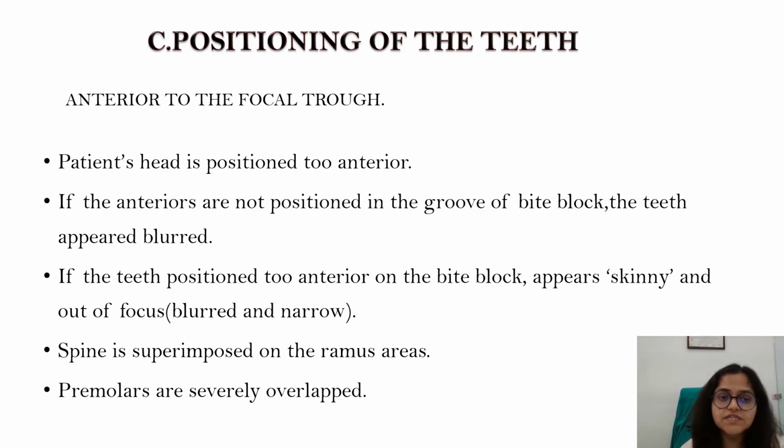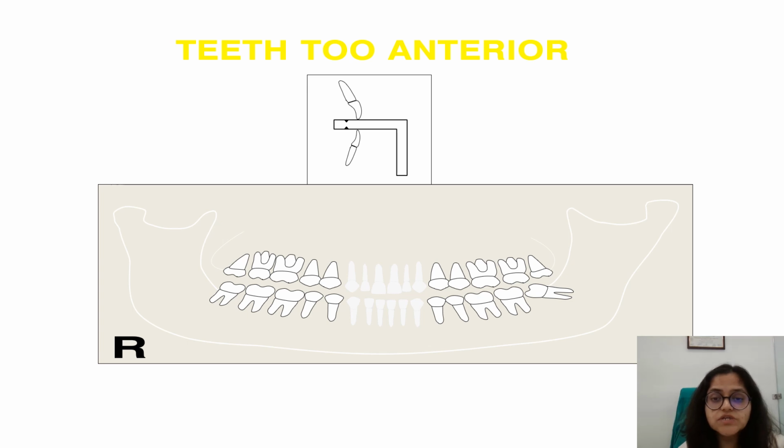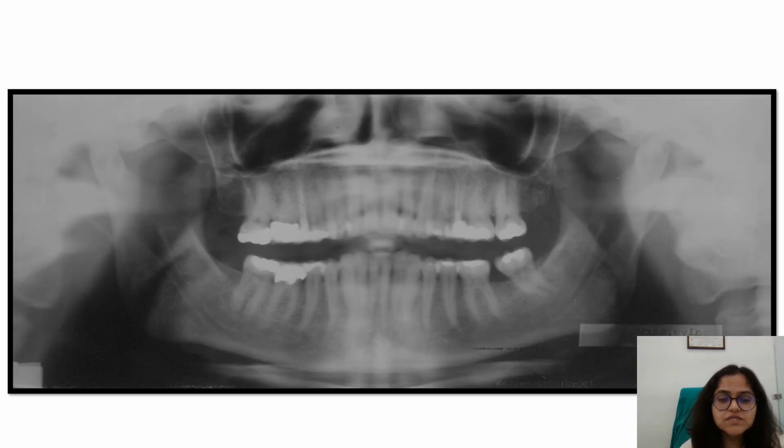Next is the positioning of the teeth anterior to the focal trough. The patient's head is positioned too anterior. If the anterior teeth are not positioned in the groove of the bite block, then the teeth appear blurred. So there should be proper contact of the anterior incisal edges to the bite block. If the teeth are positioned too anterior on the bite block, they appear skinny and out of focus, that is, blurred and narrow. The spine is superimposed on the ramus area and the premolars are severely overlapped. In this picture you can see the teeth are placed too anterior, so the anterior teeth are blurred, not properly seen.